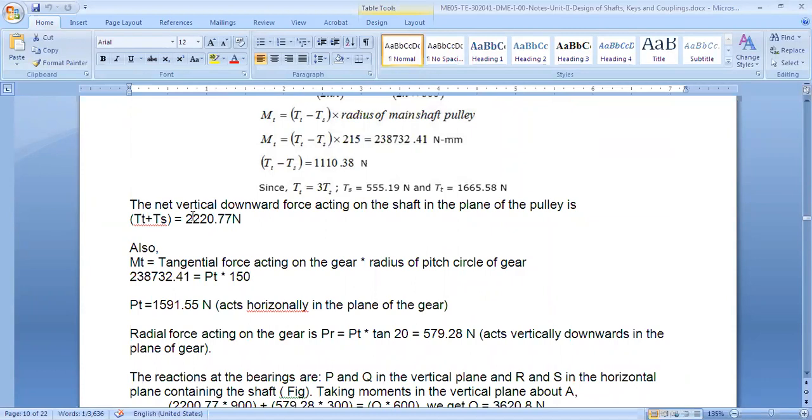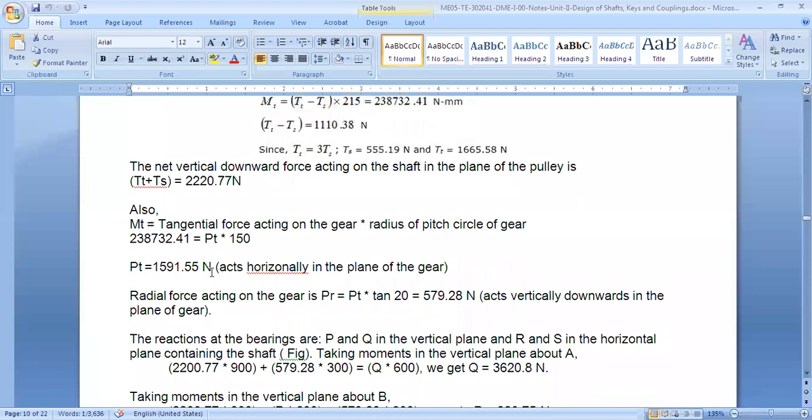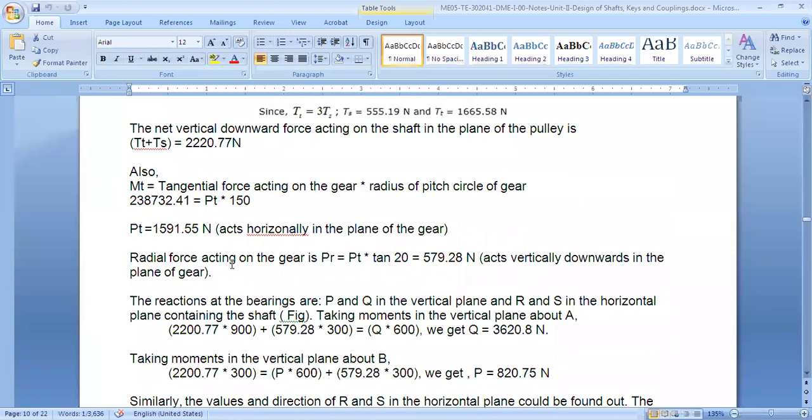So this resultant load at the pulley will be an addition, because both are acting downwards. So the addition of these two loads, TS and TT, sum will be 2220.77. Now we got the load at the pulley. Now we have to find the load at the gear.